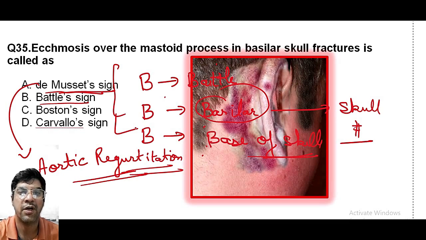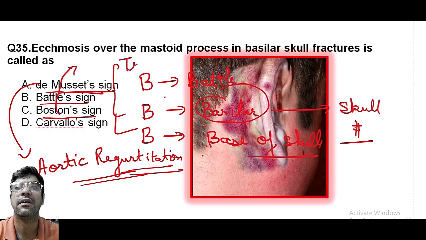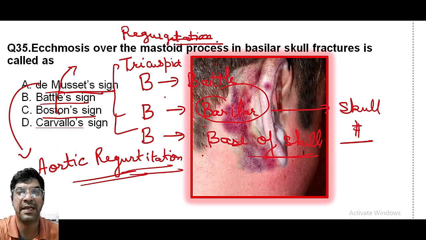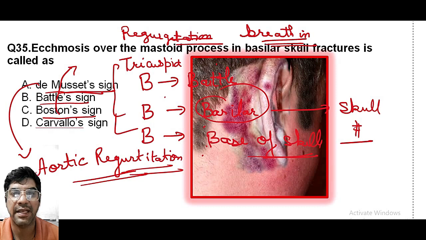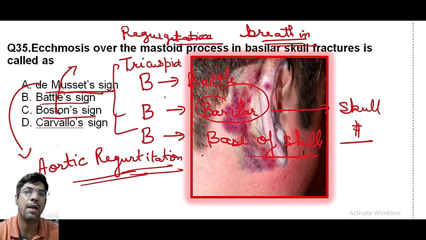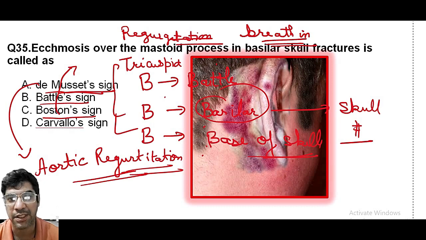Carvallo sign is associated with tricuspid regurgitation. It refers to an increase in the intensity of the heart murmur when the patient performs a specific action like taking a breath in. So this sign is used by doctors to help diagnose and evaluate tricuspid regurgitation.